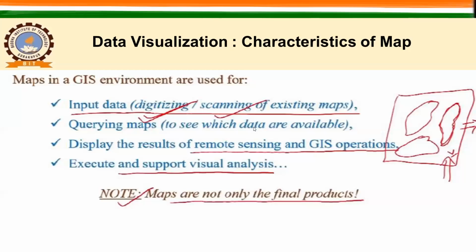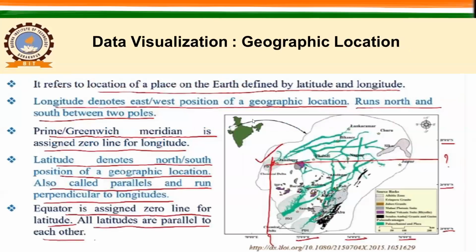Then time, so time is always an important parameter. So whenever you are producing a map, that time stamp should be there. Why? Because that says these parameters, whatever I have used in my map generation, have been captured at a particular location and point of time, right? So let us see what exactly this geographical location means. So geographical location से हम क्या समझते हैं?